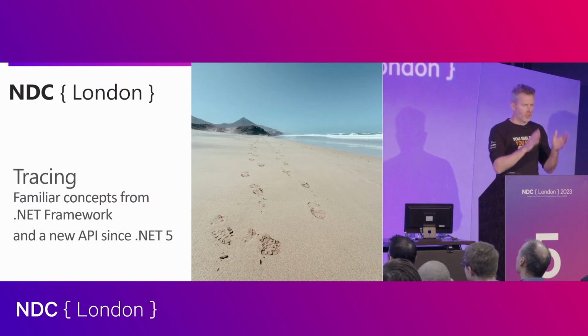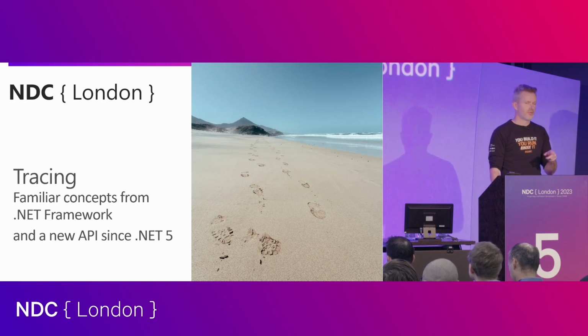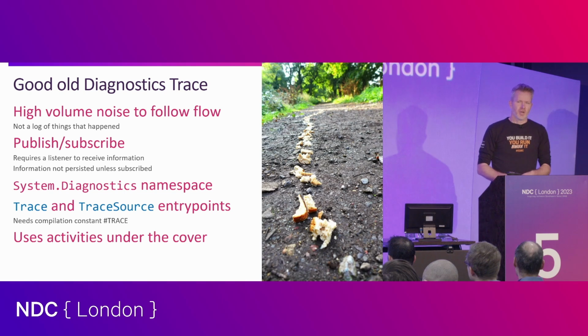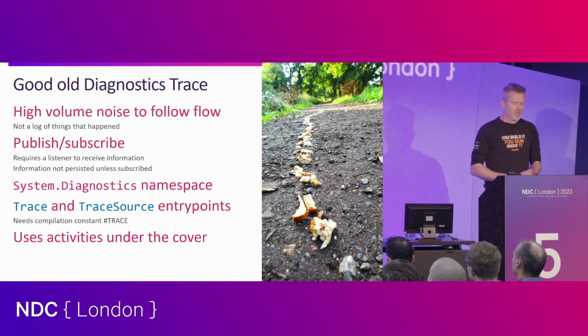Now, logging. We covered logging. Then the next part is about tracing. Tracing, there's two sides that I would like to highlight. That's the stuff that you probably already saw from the very beginning of .NET. And then there's new stuff that has been introduced in .NET 5 and onwards. So I call it the good old diagnostic trace, where you don't just do log, but it's trace.debug or write debug, or you can write stuff to the trace.